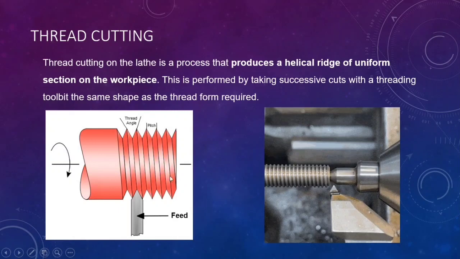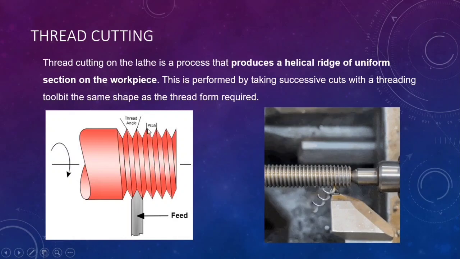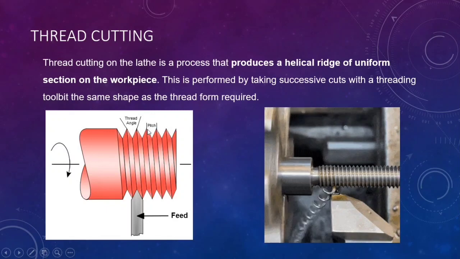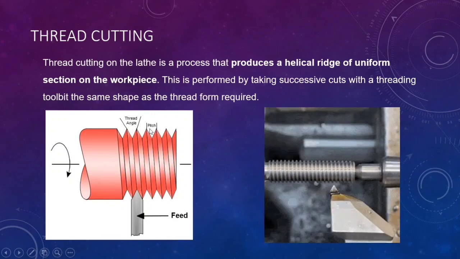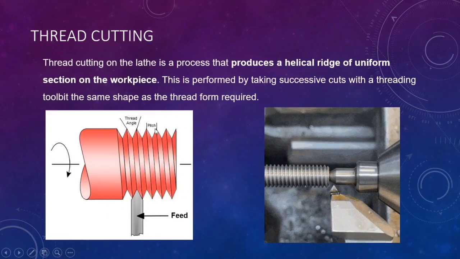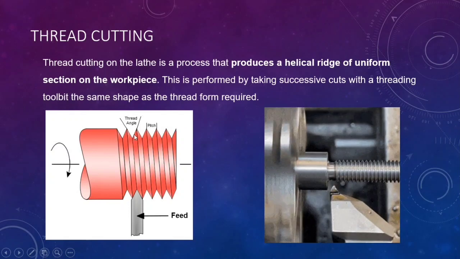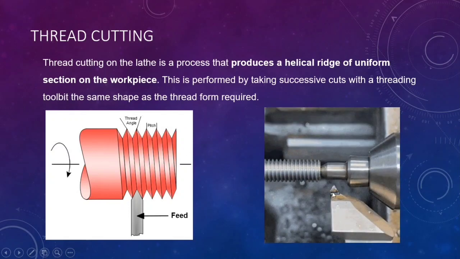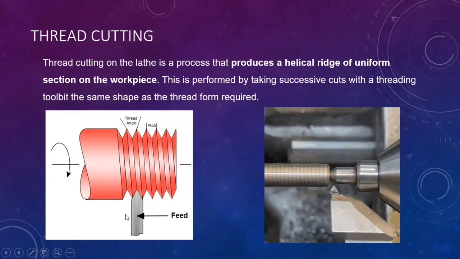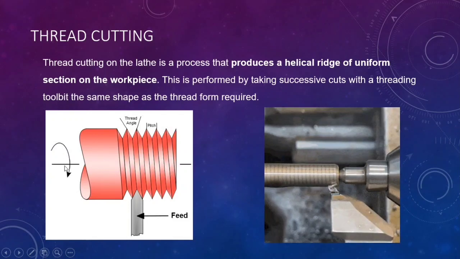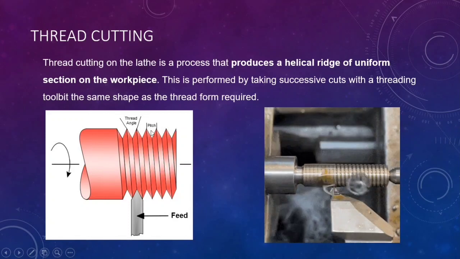You can see here, the pitch is nothing but the distance between two crests or troughs of the thread edges. So that is called pitch. That is decided with respect to the calculation, and the angle is decided with respect to the angle of the cutting tool. Then the feed is in this direction, and this is the rotation in this direction. So this is the thread cutting operation.